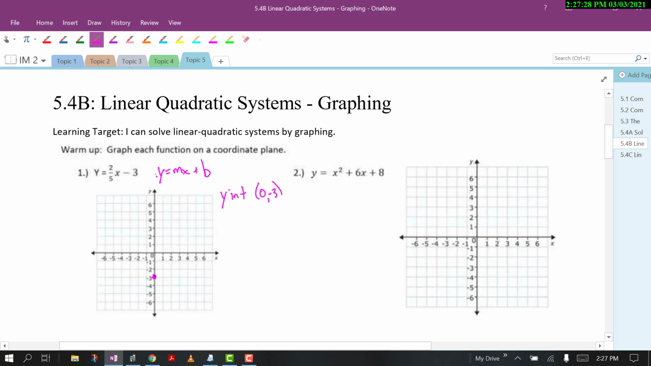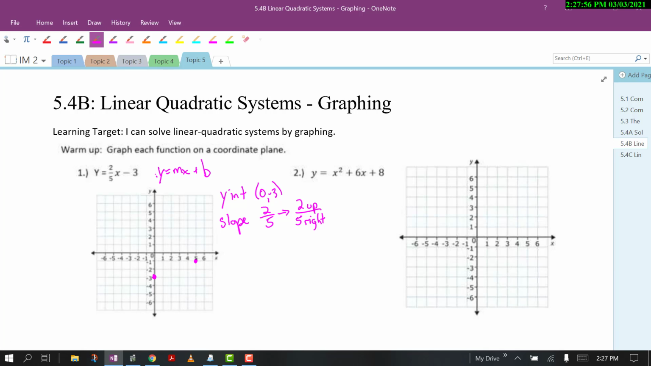Then from there, we need to use the slope to find our next point. So our slope is the m, 2 over 5. So that is 2 up and 5 to the right. We always go to the right because that's how we read, left to right. We're reading the graphs left to right. So up 2, to the right 5. So it's only 1 point though, or I guess 2 points total.